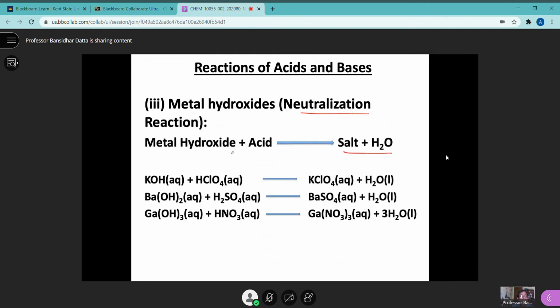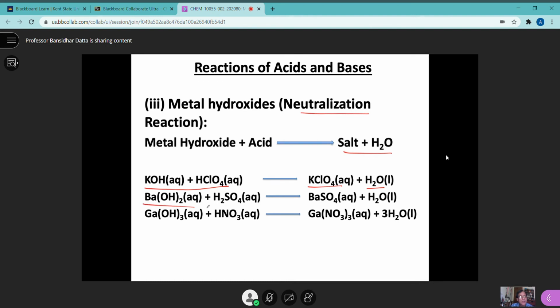All right. So metal hydroxide plus acid gives salt plus water. Example, a group 1 hydroxide: lithium hydroxide, sodium hydroxide, potassium hydroxide, rubidium hydroxide, any one, plus perchloric acid, HClO4, gives potassium perchlorate, a salt, plus water.